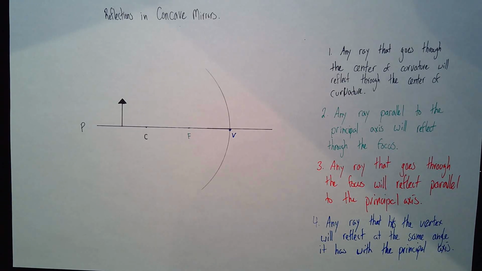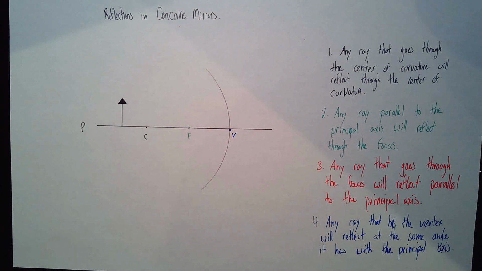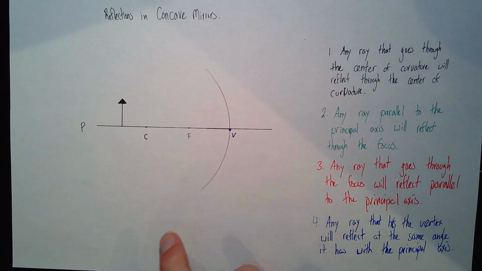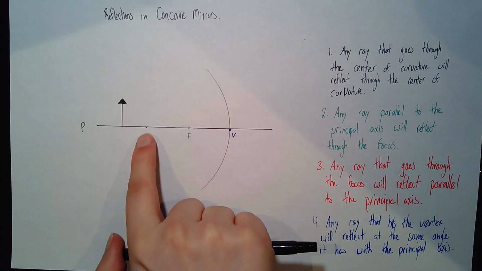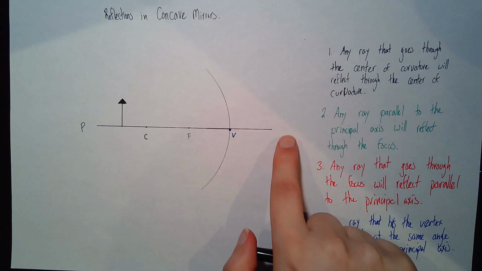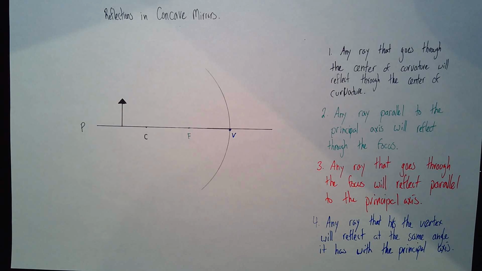Alright, so in this video we are going to learn how to find an image in a concave mirror. So this is our concave mirror right here. And in our setup we have our center of curvature, our focus, our vertex, and our principal axis. Right? So our principal axis is straight across.